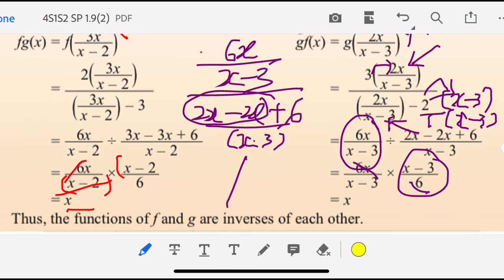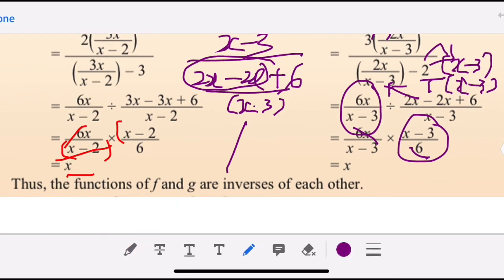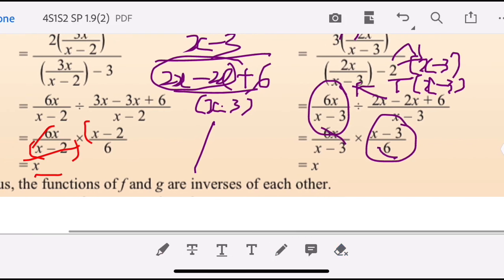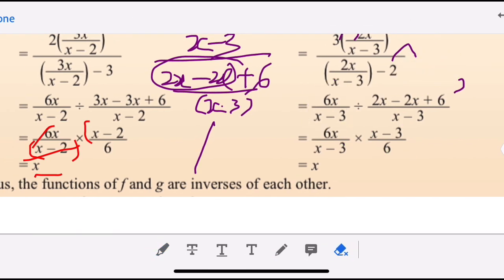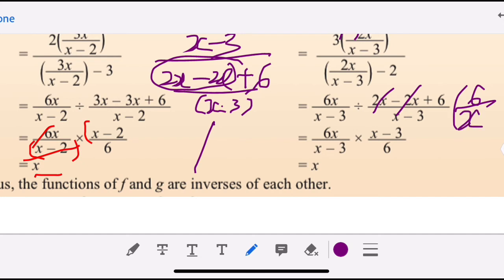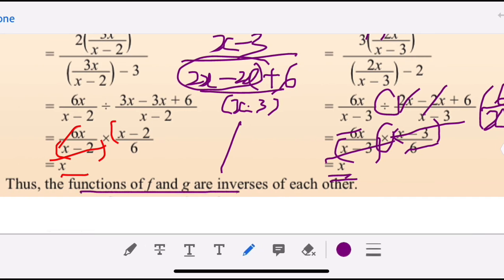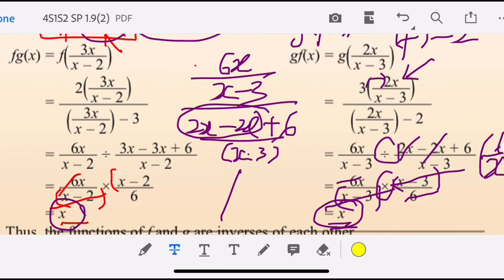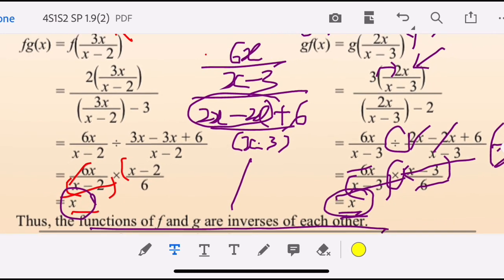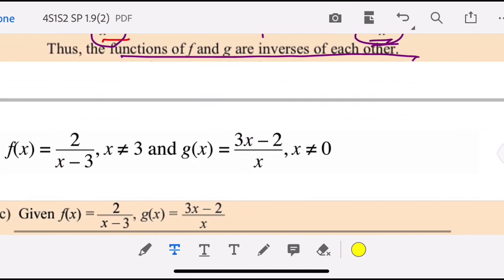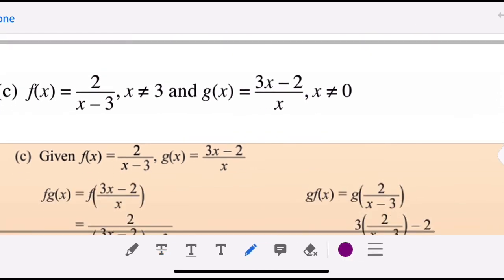So the answer that you get is actually, when you try to simplify, this one cancels out, so it becomes 6 over x minus 3, but it's dy. So when you multiply, you have to inverse, then you cancel out 6, you will get the answer x. So thus the function f and g are inverse to each other because they can produce x. Alright, understand? Okay, I hope you understand. So you can try to explore as many as you can like this.